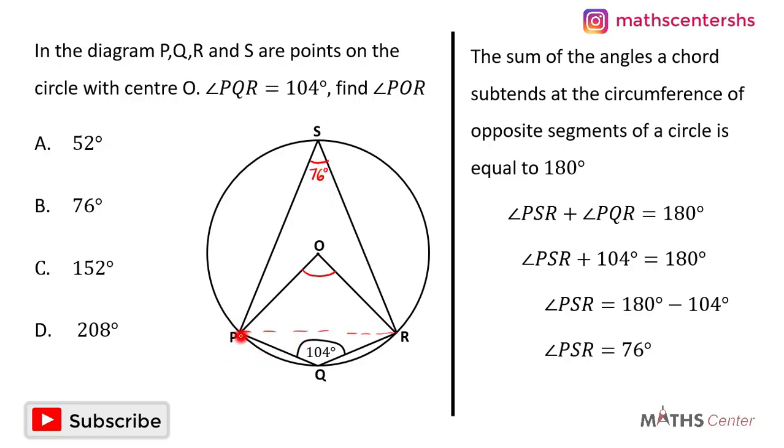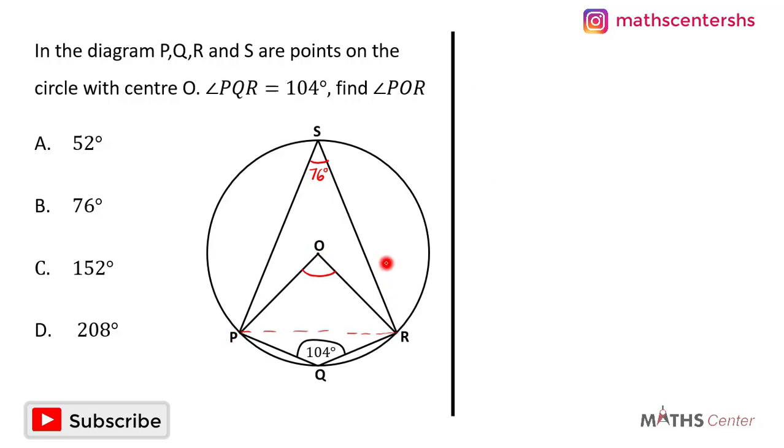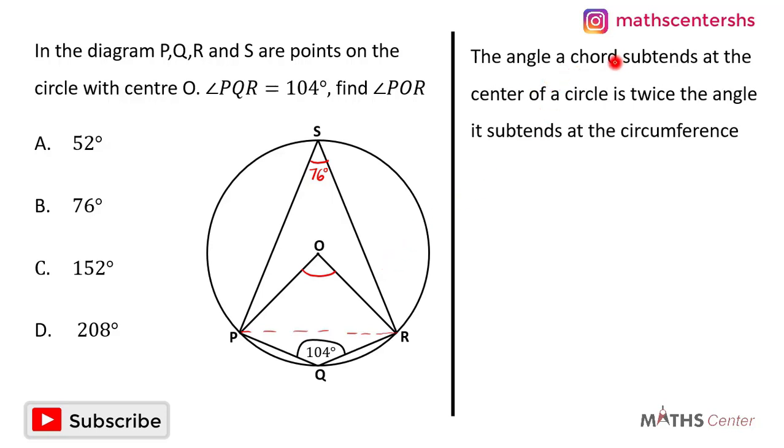Remember, we are looking for angle POR. Another theorem of a circle is that the angle a chord subtends at the center of a circle is twice the angle it subtends at the circumference of the circle. So it means that the angle that the chord PR subtends at the center is equal to 2 times the angle that the chord PR subtends at the circumference. So angle POR is equal to 2 times angle PSR.